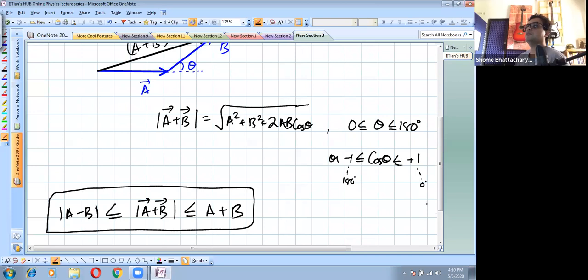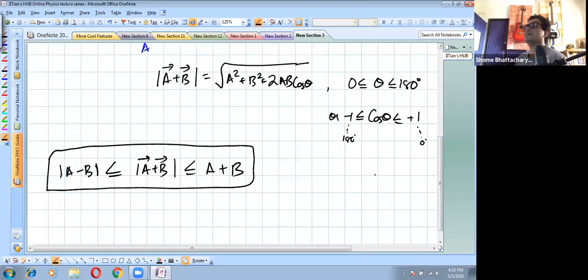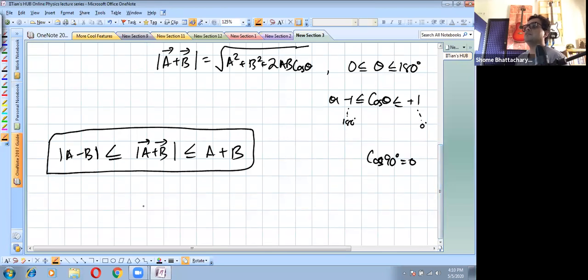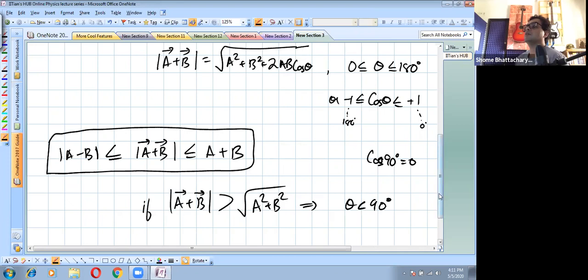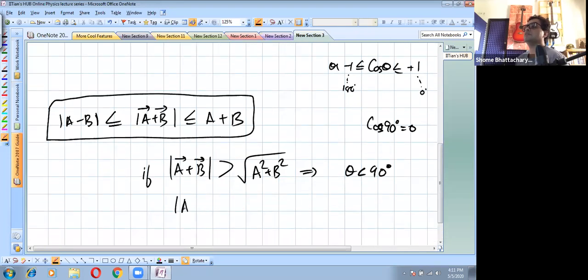Okay. But apart from this, we also saw that because cos 90 is equal to 0, if mod of A plus B is greater than square root of A square plus B square, that means that the angle is acute. And on the other hand, if mod of A plus B is less than root of A square plus B square, that means that theta is greater than 90 degrees, so it's an obtuse angle. So these were two additional small points that we saw.